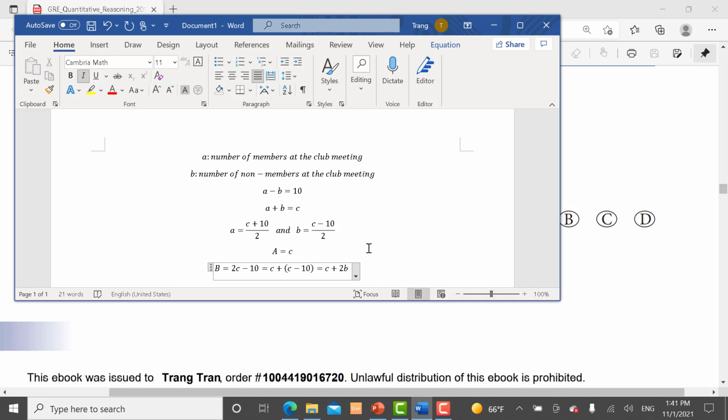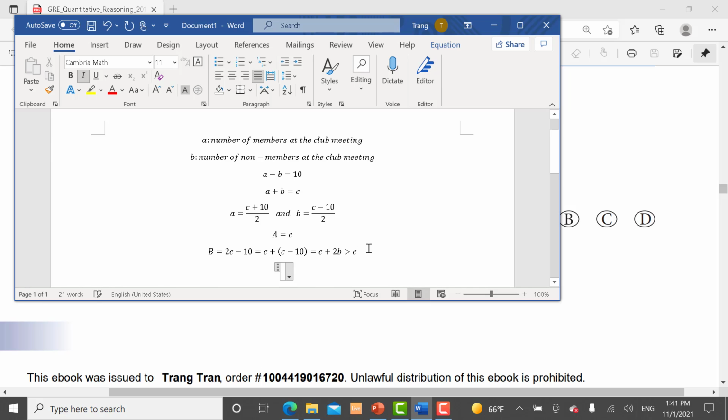And of course, B here is positive. So it should be greater than C, because B is the number of non-members at the club meeting. So B is positive. So from here we see that quantity B is greater than quantity A. So we have to go for choice B. B is greater. And this is question number 6.